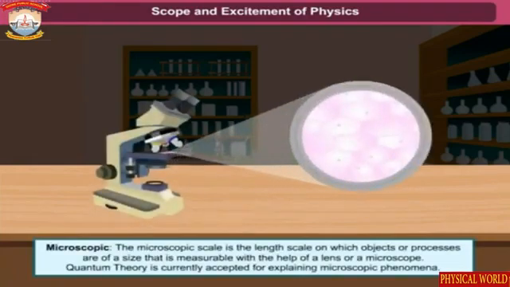Classical physics mainly includes macroscopic phenomena. Microscopic: the microscopic scale is the length scale on which objects or processes are of a size that is measurable with the help of a lens or a microscope. Quantum theory is currently accepted for explaining microscopic phenomena.